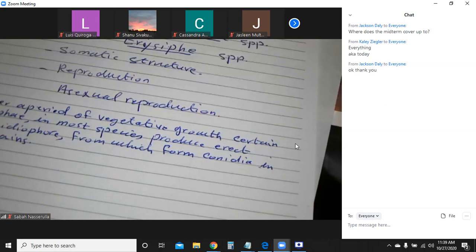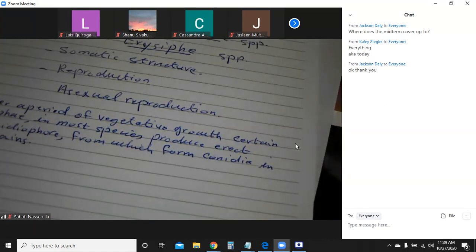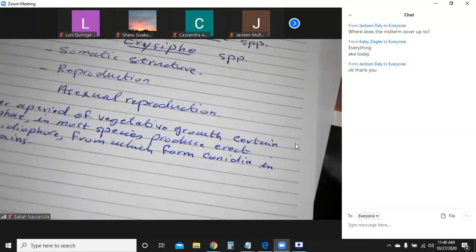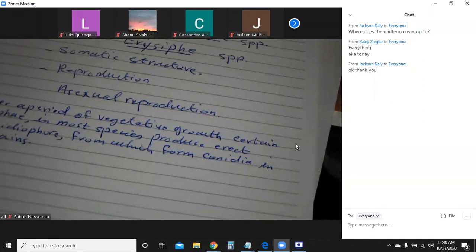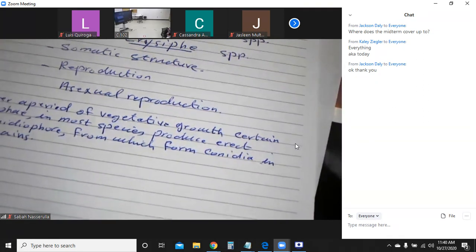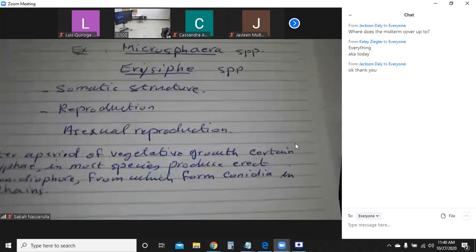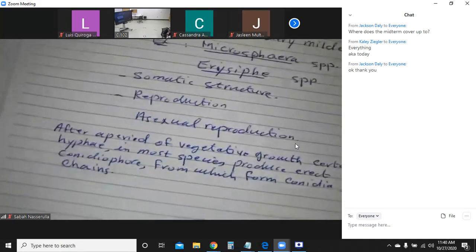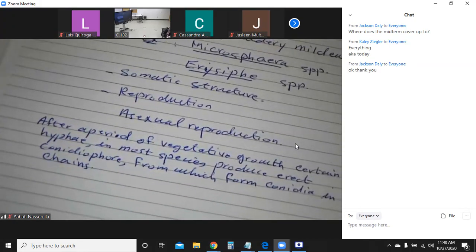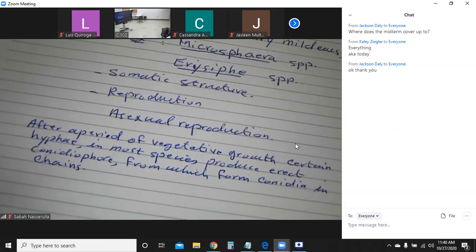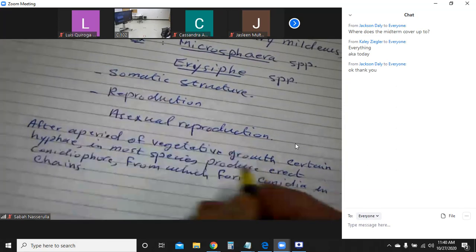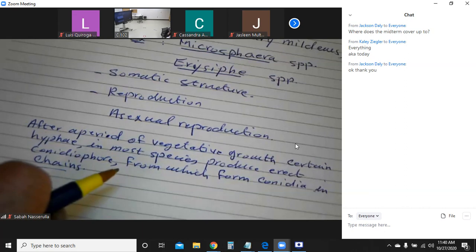Okay. Sir, could you adjust your page, please? You see it now? Just a little bit to the right. Yep, that's perfect.